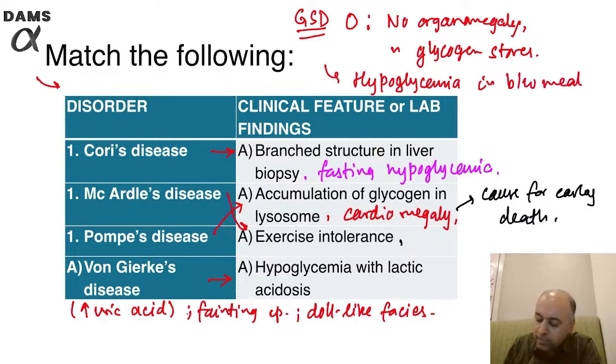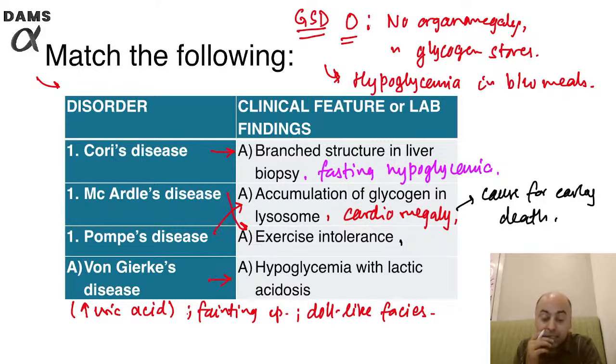This is the only condition where in between meals you are having hypoglycemia, meaning immediately after the post-fed state. As soon as you enter the post-fed state, after the absorption from the diet is complete, immediately the patient will start going into hypoglycemia. So if this sort of presentation is there, then you can start thinking about glycogen storage disorder type 0, where the enzyme glycogen synthase is not there.